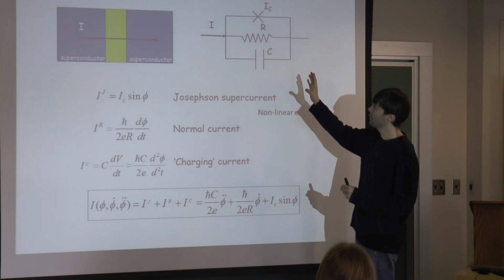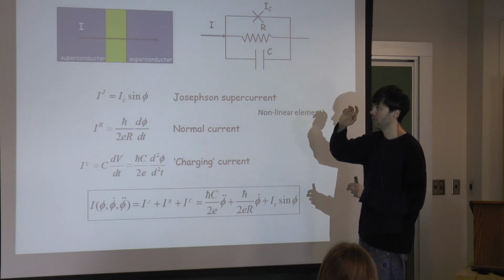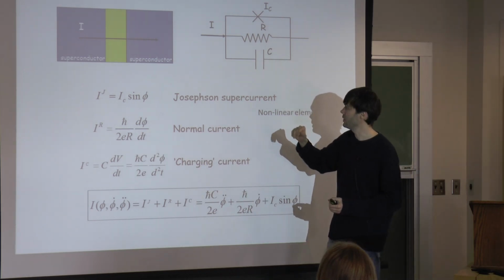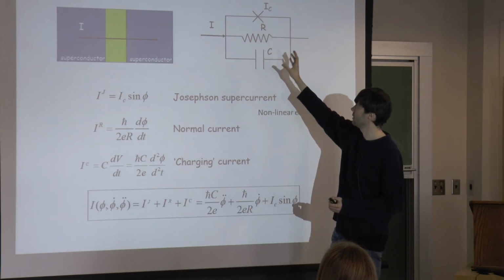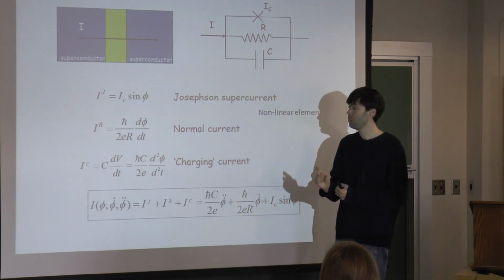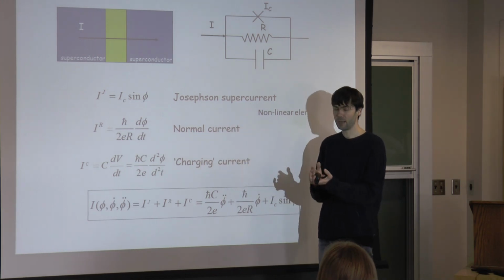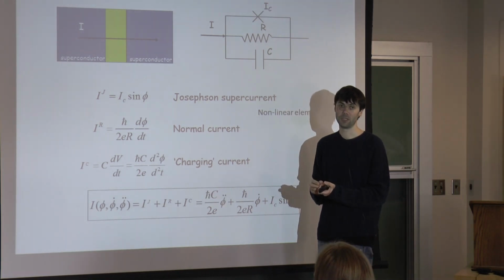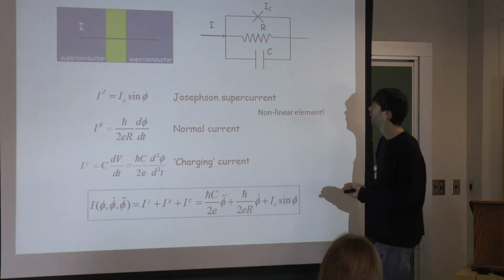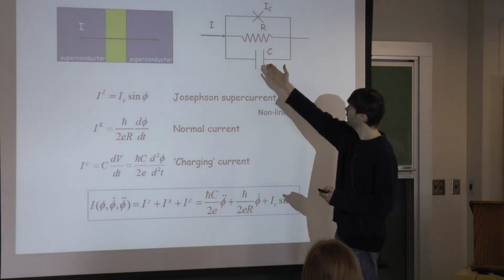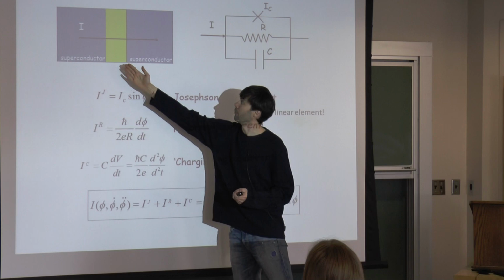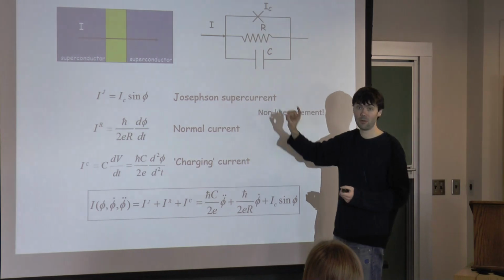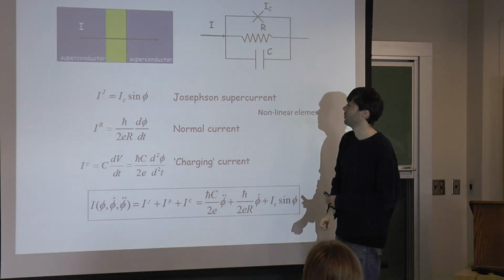So if we want to calculate the current armed not with the Schrodinger equation, but with the circuit elements, with these parameters like the Josephson energy, the capacitance, and the normal state resistance, we use this model, which is called the RSJ model, resistively shunted junction model, and sometimes the RSCJ model, where C is the capacitive. And it is literally this model. Rather than thinking that current flows from one superconductor to the other, we think that it flows through a parallel connection of a Josephson element, a resistive element, and a capacitor.